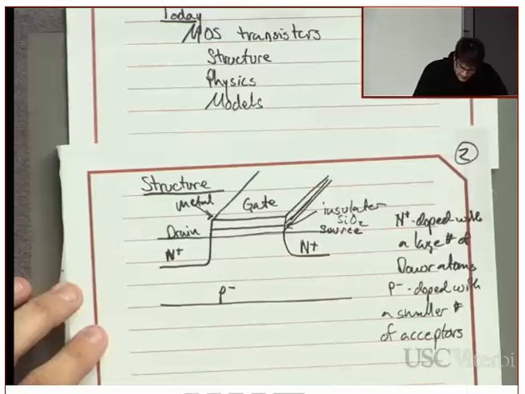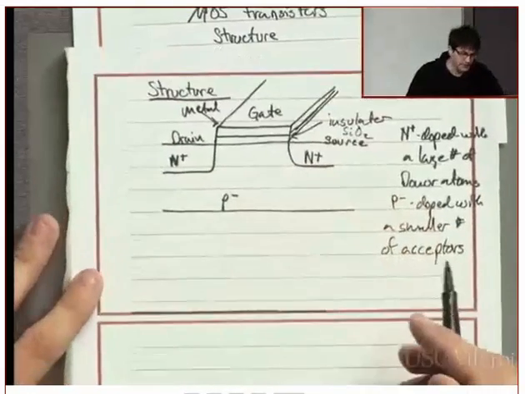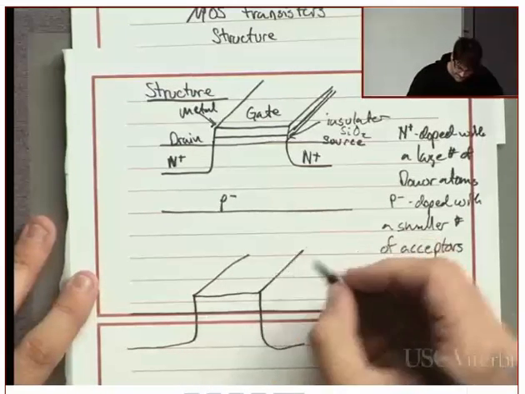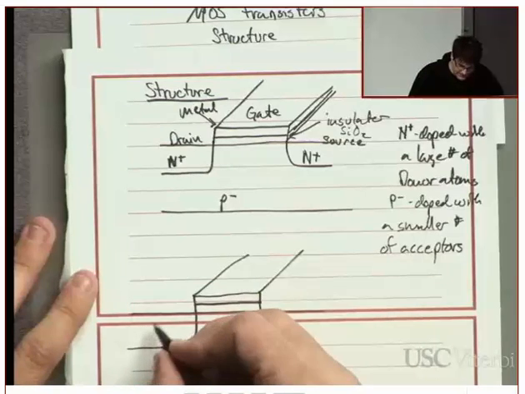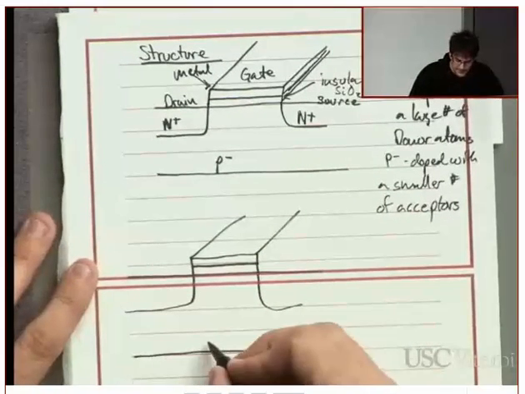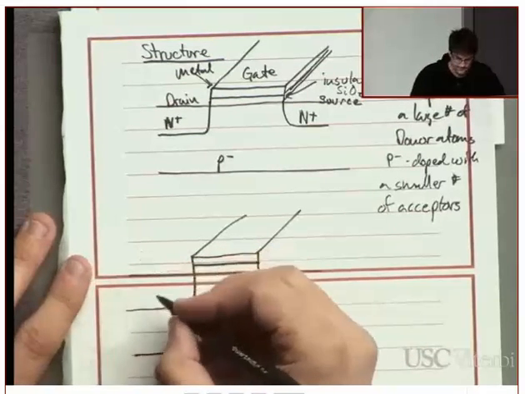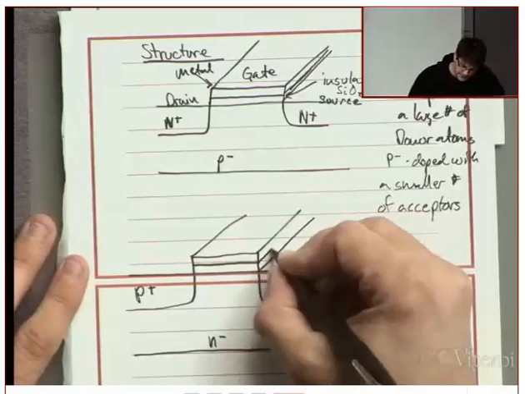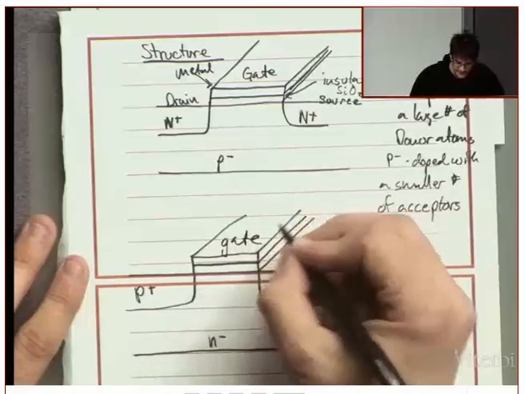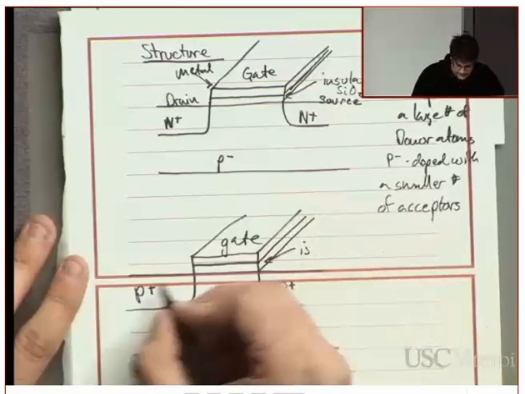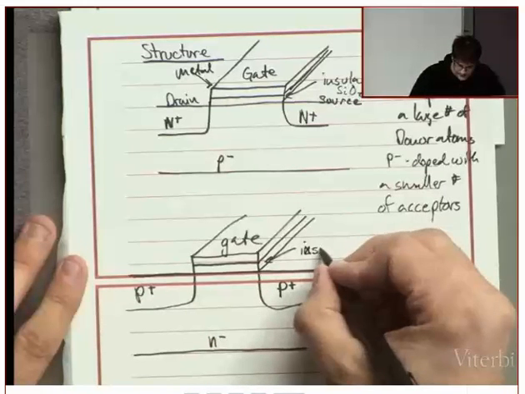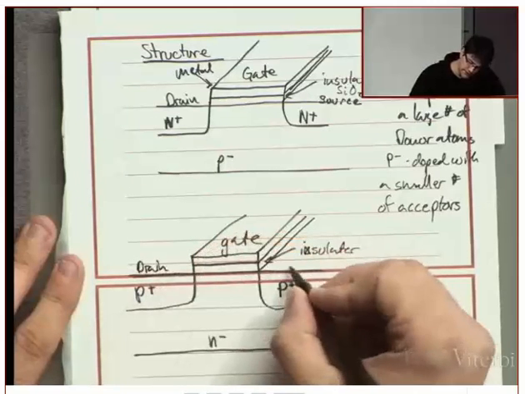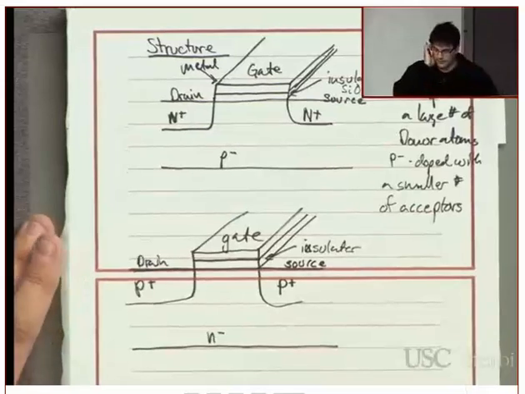And to be complete, this is an NMOS transistor. I'm going to draw a PMOS just really quickly. So in a PMOS, instead of having a P-type substrate, you're going to have an N-minus substrate. P plus in the source and drain, and everything else is pretty much the same. So this is the gate, it's still metal, this is your insulator, and again we can call this the drain and the source, and that, like I said before, just really depends on how the transistor is hooked up in the circuit.